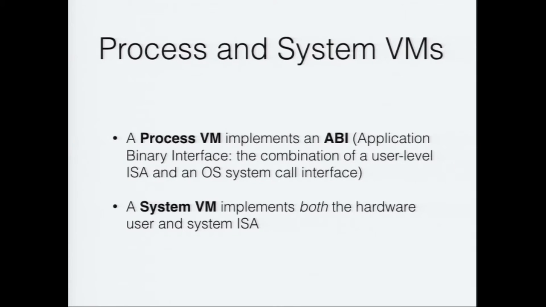If you look in the Smith book, that classifies the world firstly into two distinctions, a process VM and a system VM. The idea is that a process VM implements an application binary interface. So it's usually the combination of a machine instruction set and an OS system call interface that an application would be compiled against. That's an ABI. And if a VM provides an interface that looks like an ABI to run one thing, an application above it, then it's a process VM.